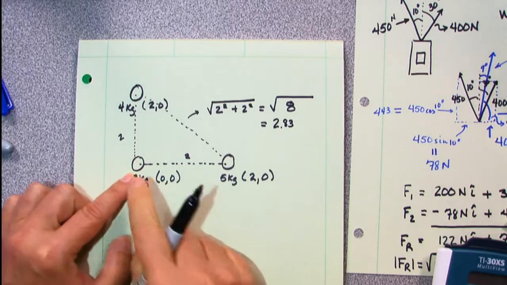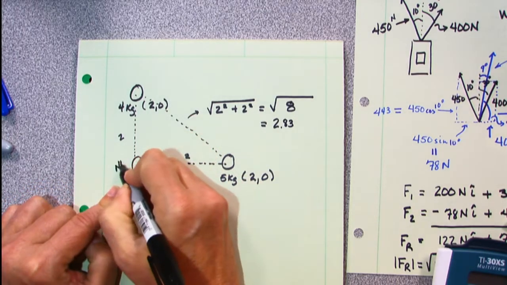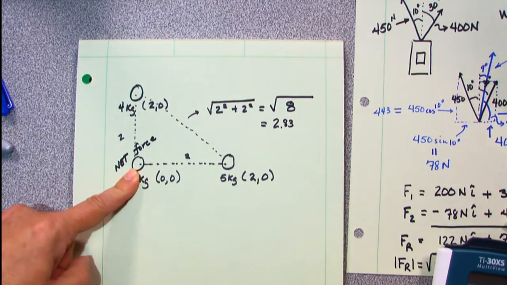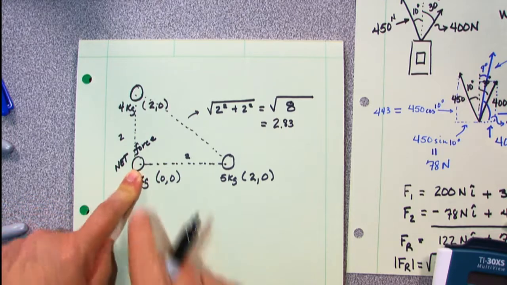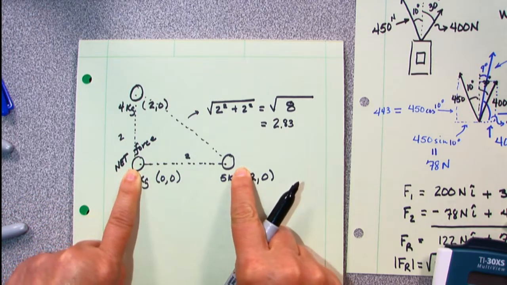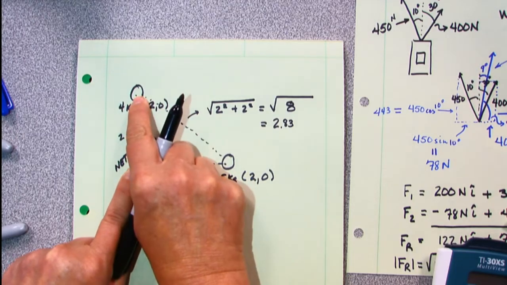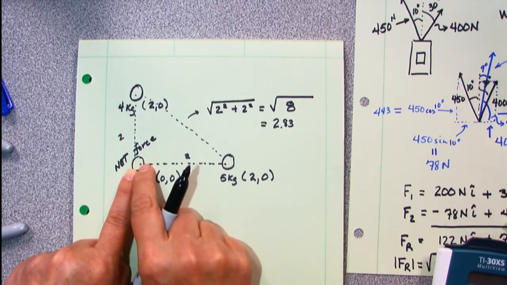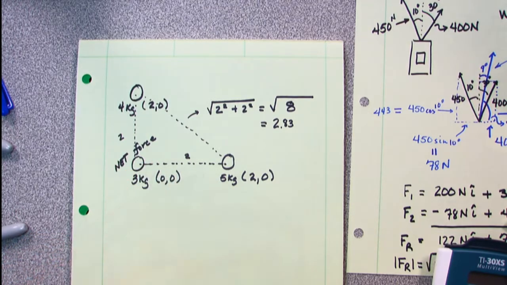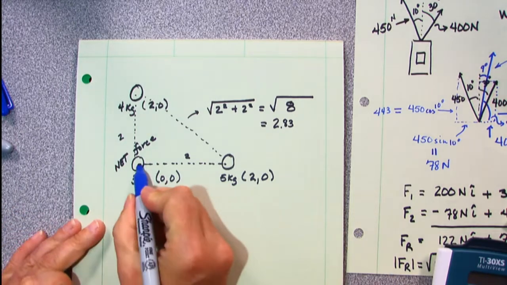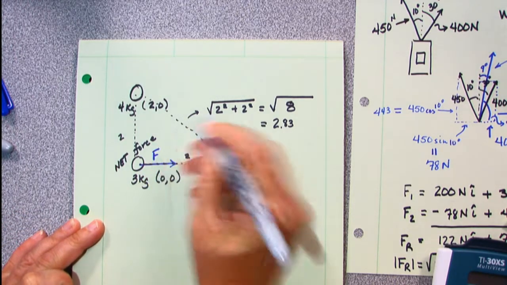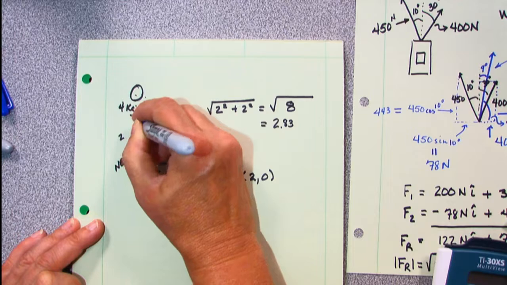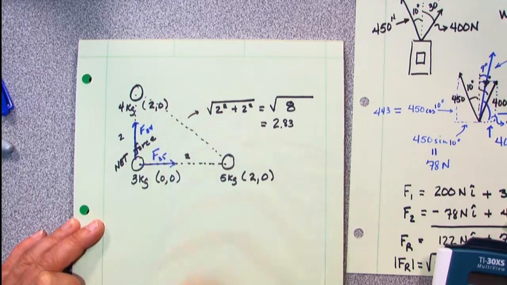So I want to know the net force on this object. Because we know it's being pulled towards that object, and we know it's being pulled towards this object, because it's an attractive force. And I want to know the net force on this object. So I'm going to have one force here, and to keep track of my forces, this is going to be force 3, 5. And I have a force over here, and this is going to be force 3, 4.